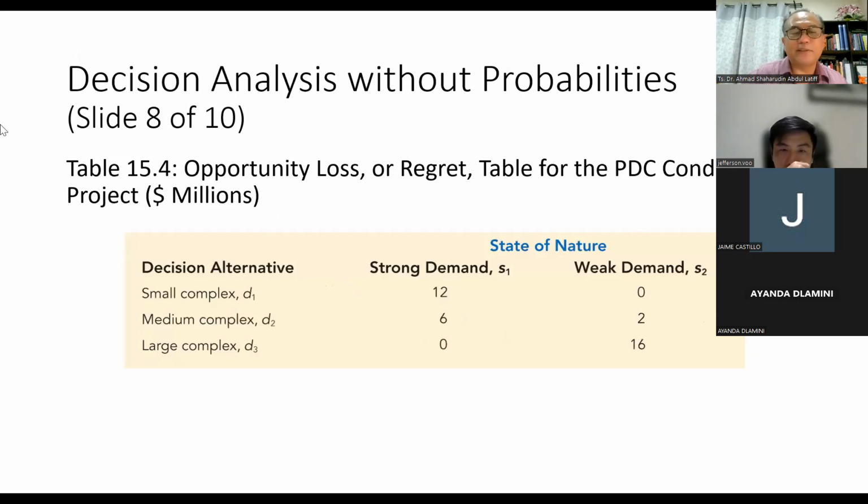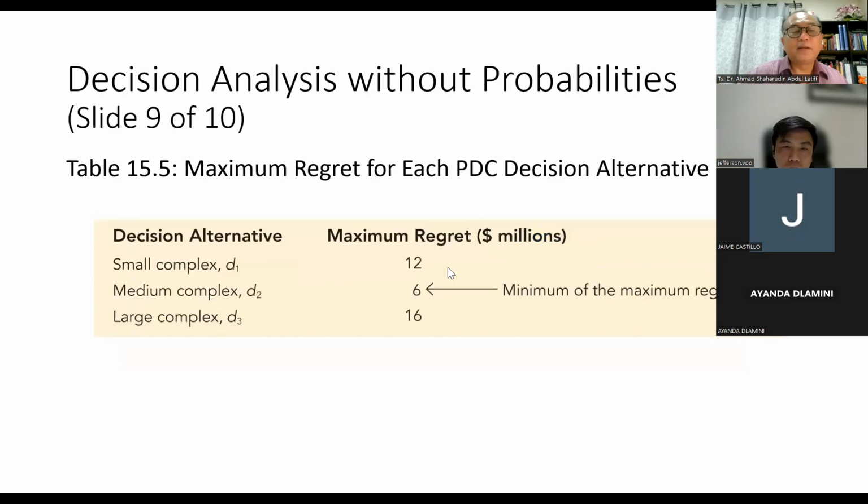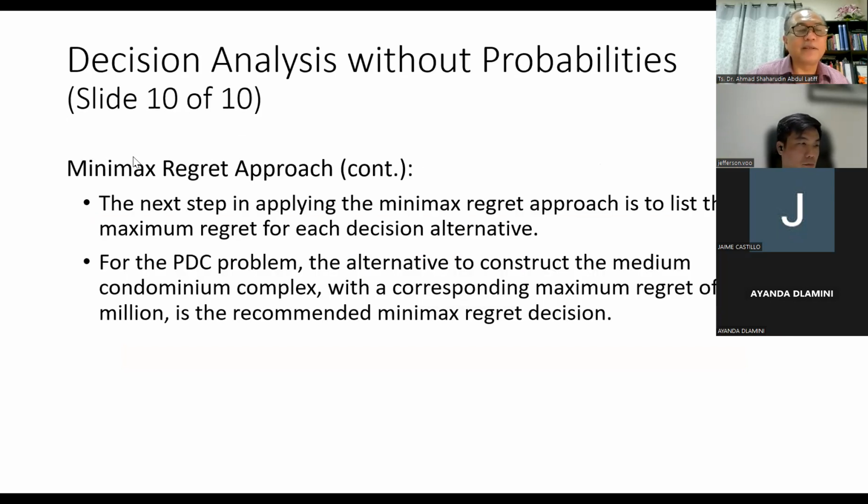So the state of nature here is strong demand, 12, weak demand 0, then 6, 2, and so this is the formula that you pick up. Okay, maximum regret, and this is the approach.